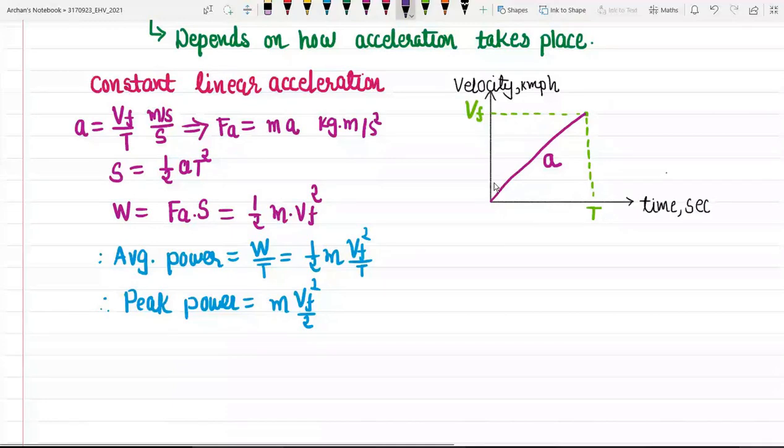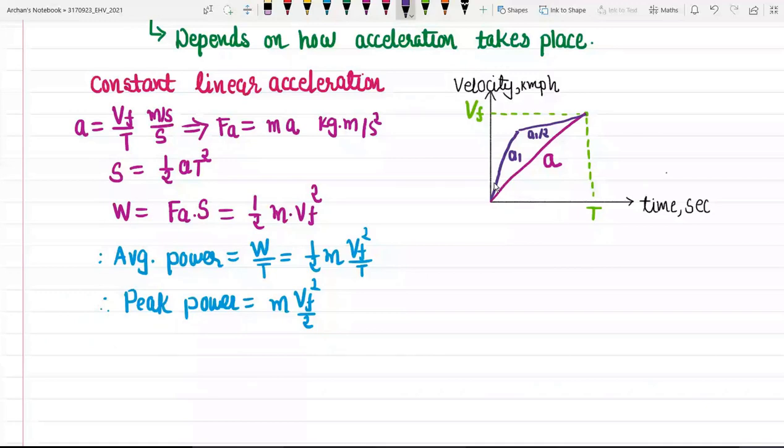Up to time t by 2 my acceleration will be high, and after half time we are decreasing the acceleration as speed is increasing. So that was our second alternative. The first part of acceleration was a1, and the second part is a1 by 2 times acceleration.